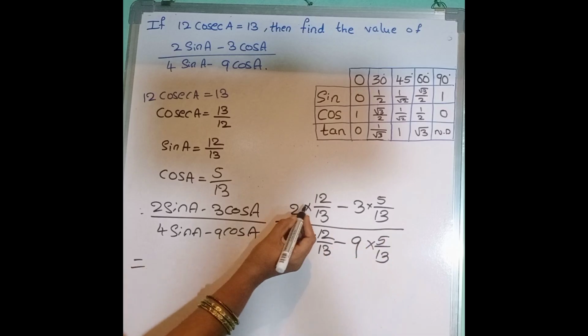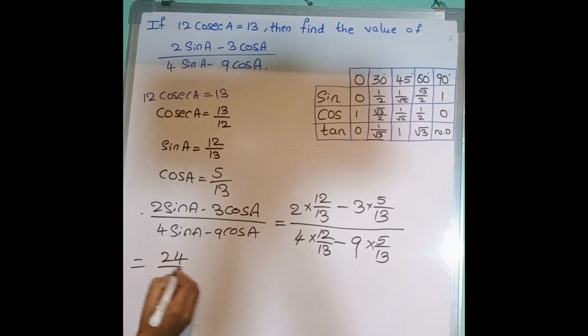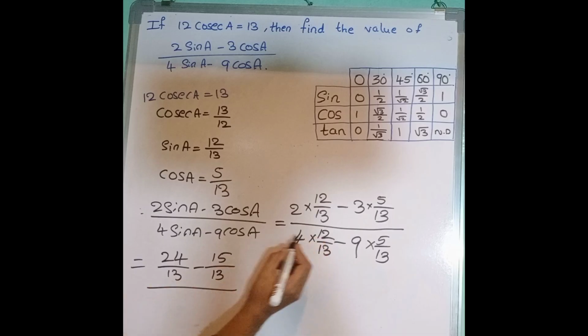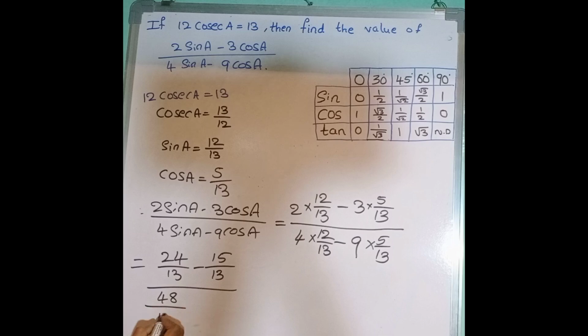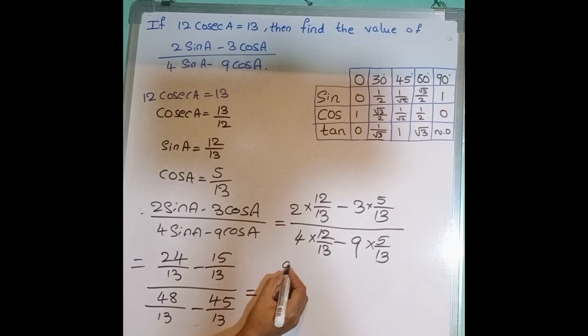It is equal to 12 2s are 24 divided by 13 minus 5 3s are 15 divided by 13, divided by 12 4s are 48 divided by 13 minus 9 5s are 45 divided by 13. Understand, students? Here the denominators are the same, so the numerators are added or subtracted. 24 minus 15 is 9 divided by 13, divided by 48 minus 45 is 3 divided by 13.